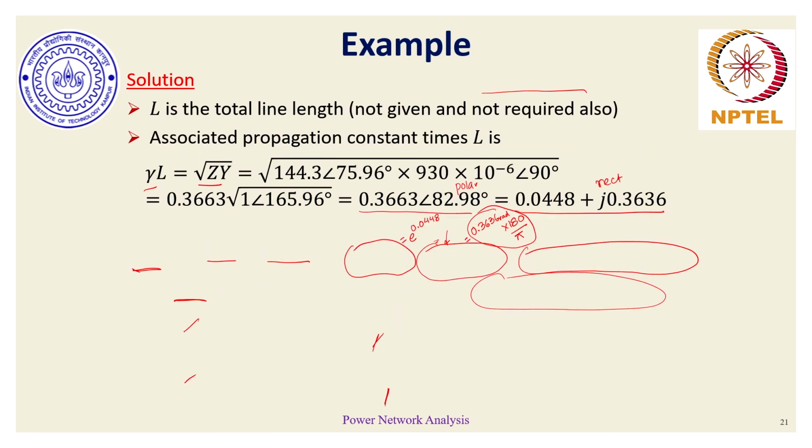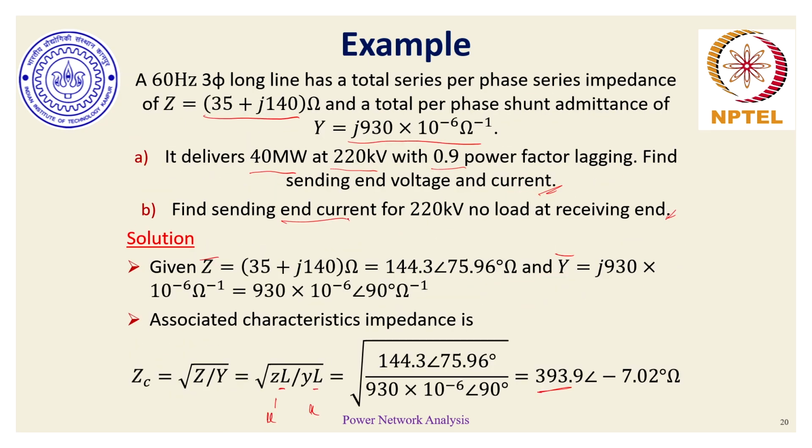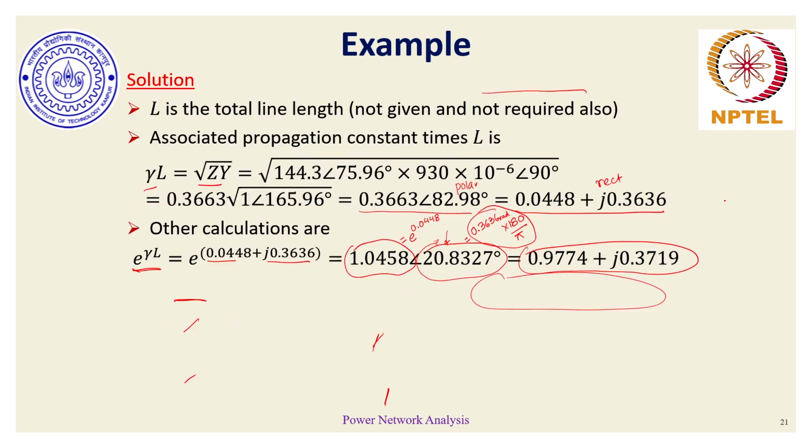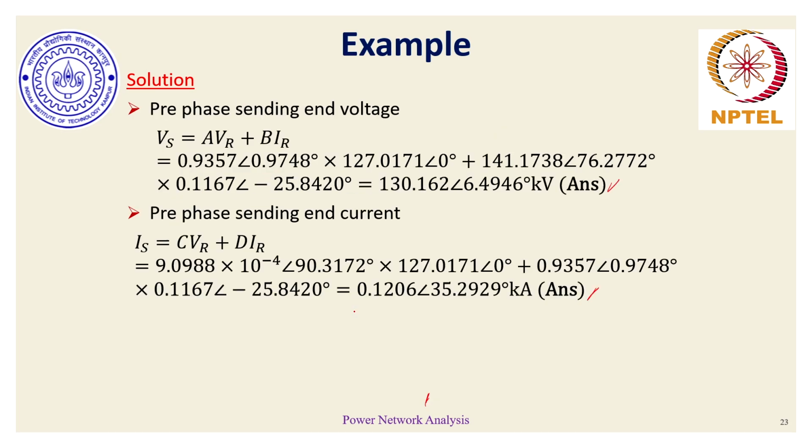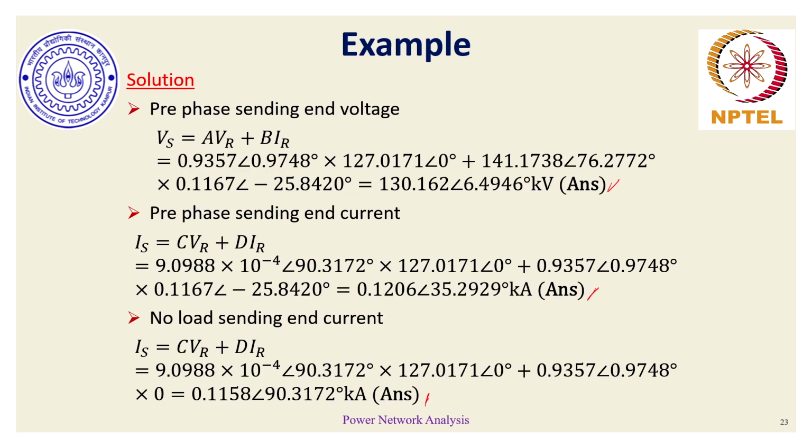So our second part of the question was to find the sending end current for no load at the receiving end. When there is no load at the receiving end, IR becomes 0. That means there is no load. So voltage is still 220 by root 3 at the receiving end. And here we have C as this term multiplied by VR, and D remains the same. The receiving end current IR is 0, so IS is this particular term.